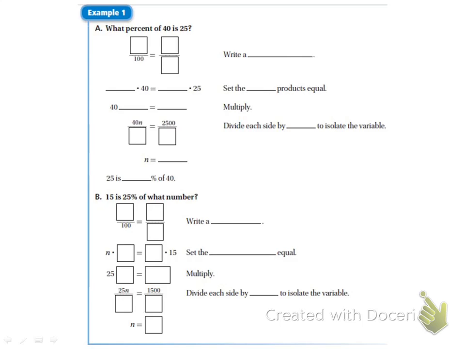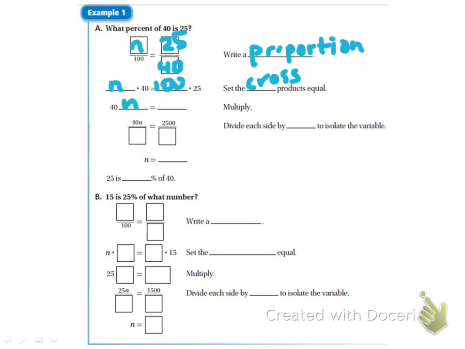So for letter A, when it says over 100, we're going to write N equals 25 over 40, and we're going to solve cross products for this proportion. So N times 40 equals 100 times 25. So set the cross products equal, and then once we multiply, we have 40N equals 2,500, and now we can divide.